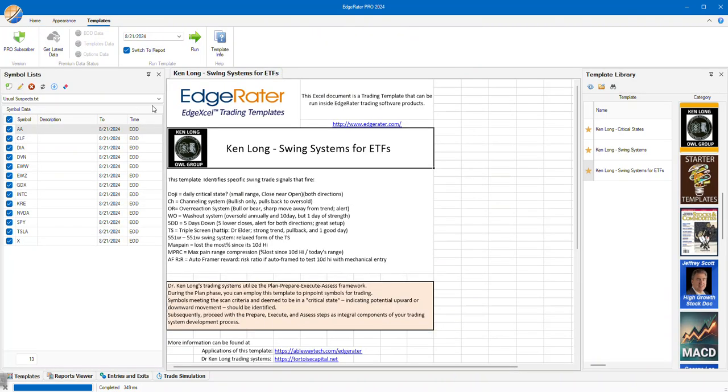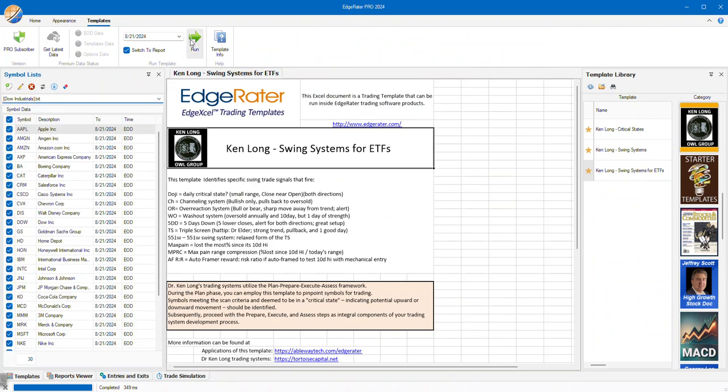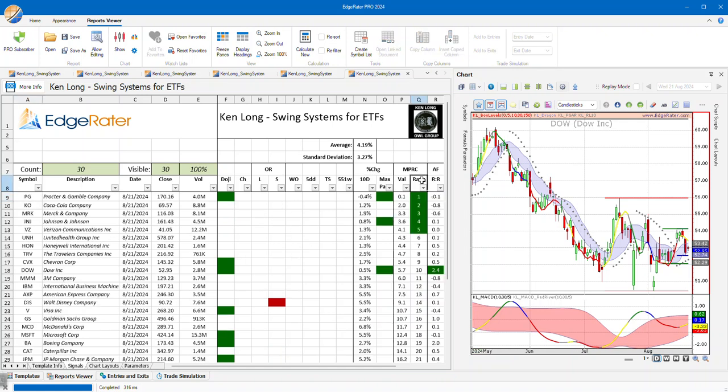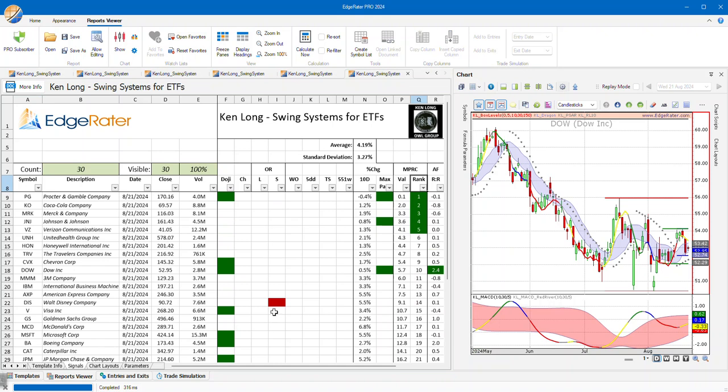And then we can also run it on the Dow 30. So we'll go to our Dow Industrials and run it on there and see what we can see, ranked by MPRCs. Not a whole lot of signals in the swing systems because the market has been closing higher lately, so there hasn't been a lot of kind of pullback signals. But we can still use this MPRC with the max pain as well. But you can see there's only one auto framer.